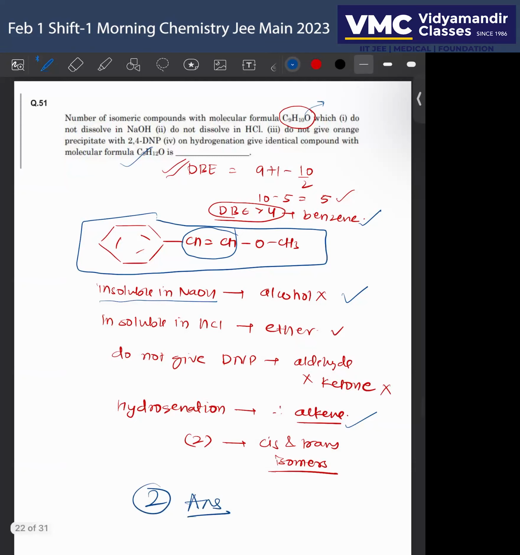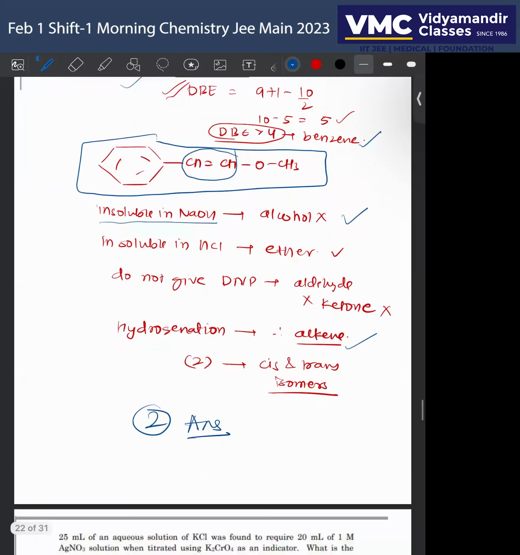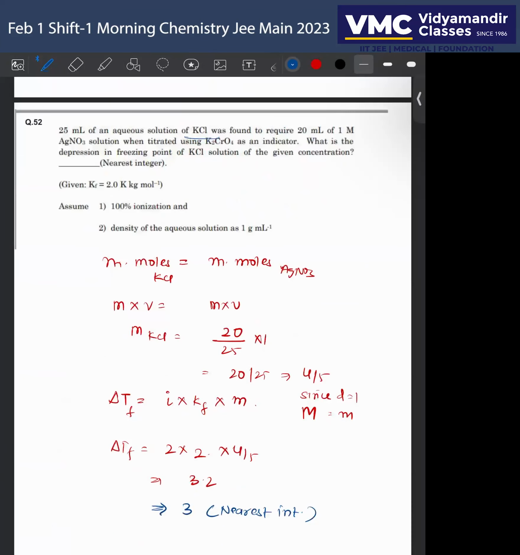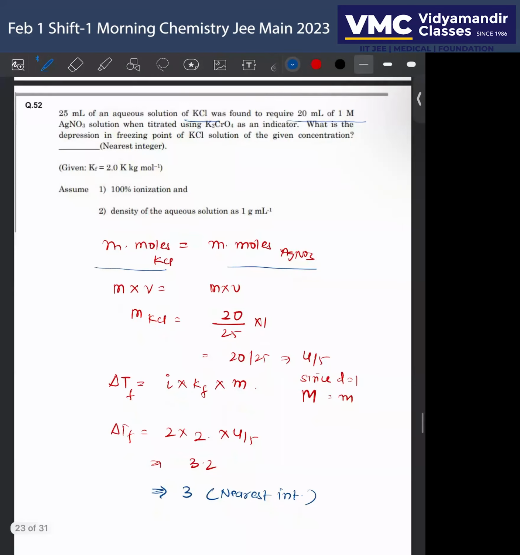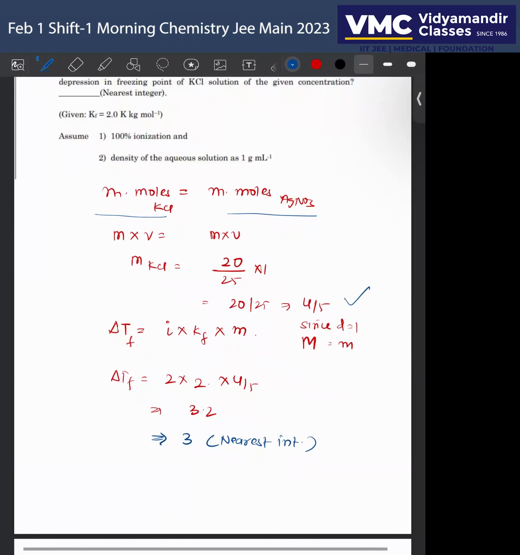Okay. Next, moving on to the next question, that is question 52. 25 ml of an aqueous KCl is found to require 20 ml of 1 molar AgNO3. The complete reaction takes place. Therefore, the millimoles of KCl will be equal to the millimoles of AgNO3, and we can calculate the molarity using the formula M1V1 equals M2V2. Therefore, M for KCl comes out to be 4/5.